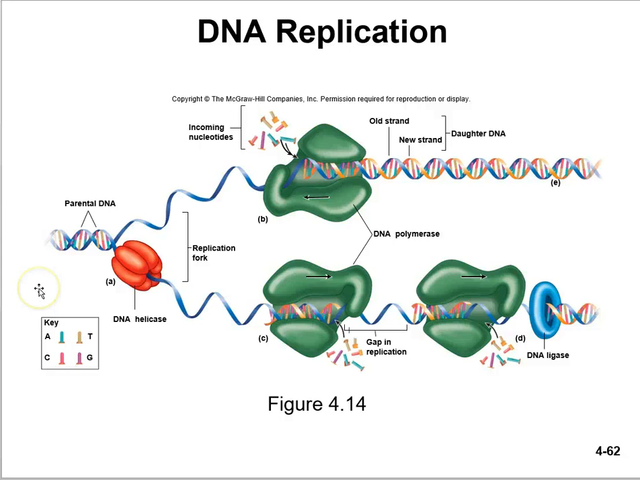Here's one picture of that happening. The big green things are the DNA polymerase. The orange thing is the DNA helicase. And DNA ligase, on what is called the lagging strand here, is putting together the little pieces of DNA, making sure they're sealed up into one long continuous strand.